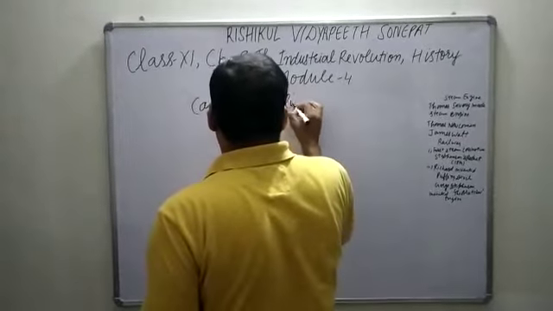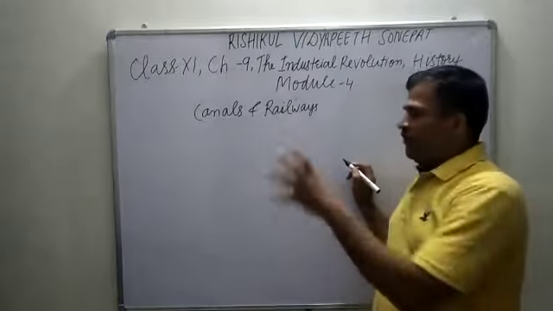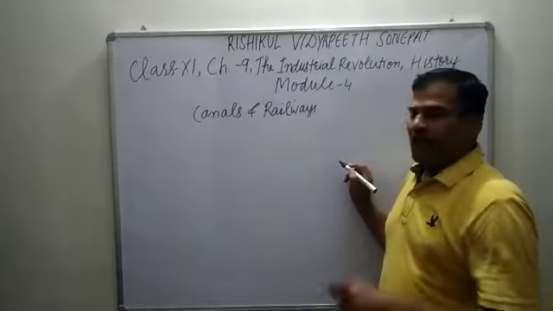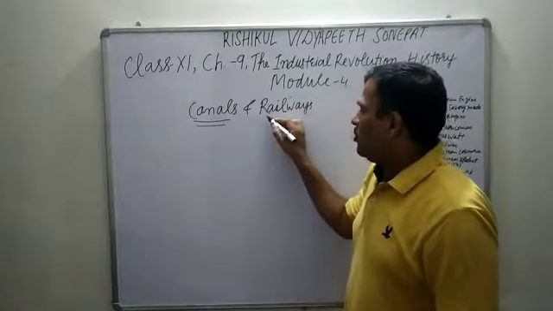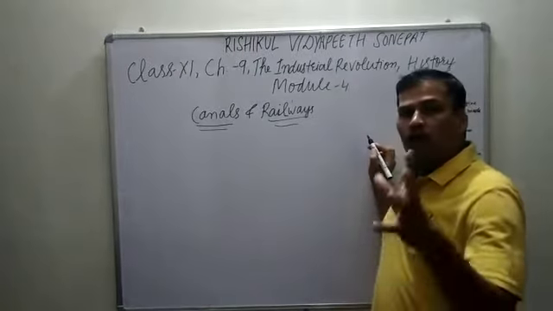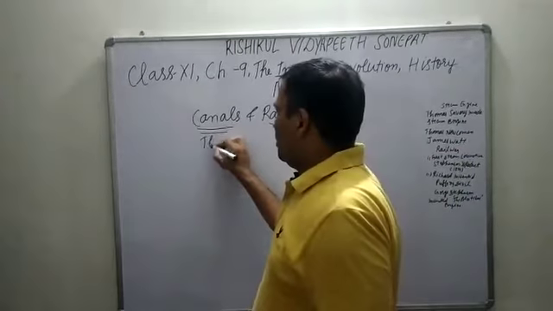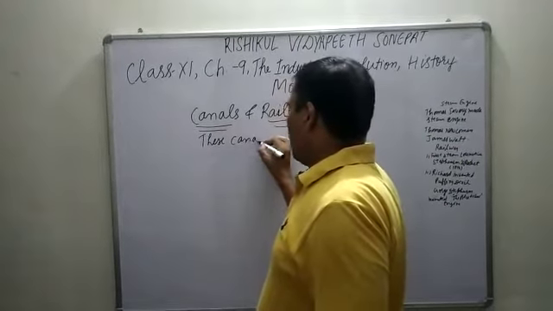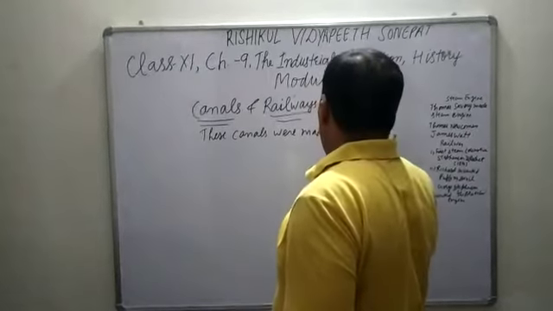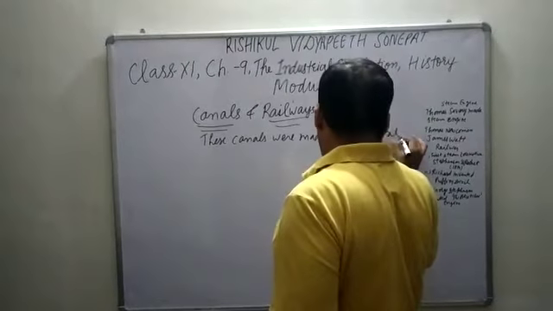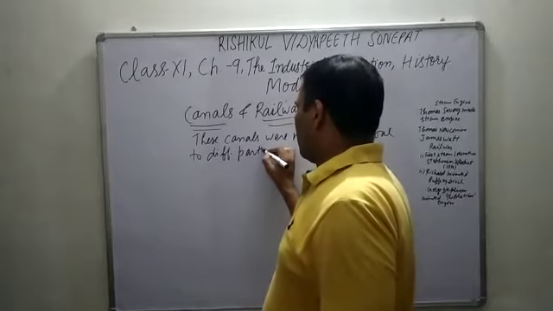As you know, in England, good connectivity of water was there, navigation was possible, and an excessive amount of minerals, or coal, was found, and these canals were made. These canals were made to take coal to different parts of the country.